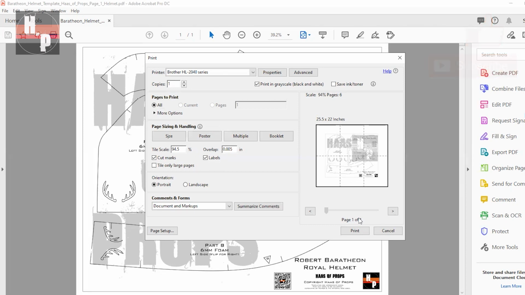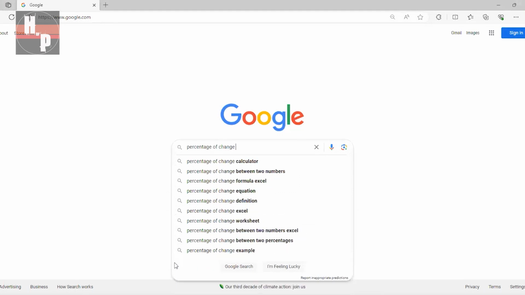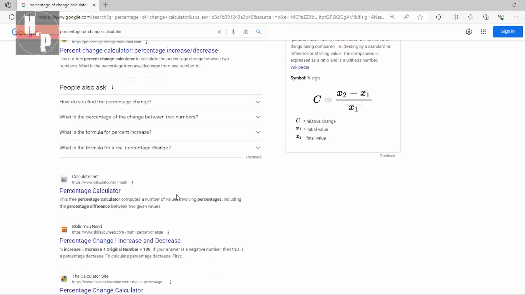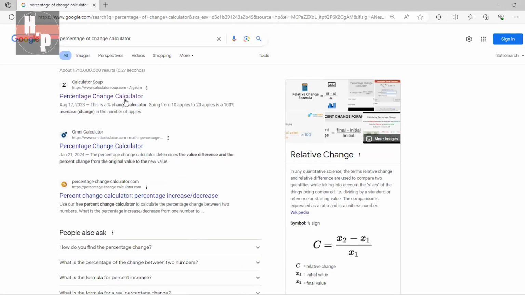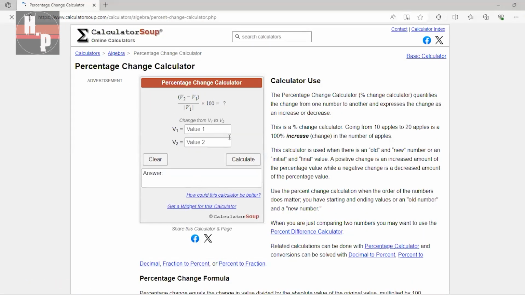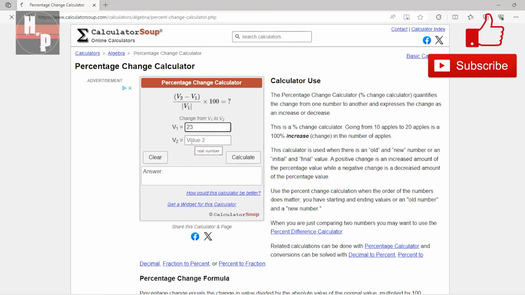If you don't feel like figuring out the math by hand, a fast way to do this is to go onto the internet and look for a percentage of change calculator. Now, you'll be given a bunch of different calculators. Some are apps, some are free to use. I just use one of the free ones online. Go into it, and then here you can see the formula that we just used, and value 1 is the original measurement. Let's use 23. Value 2 is what your measurement would be.